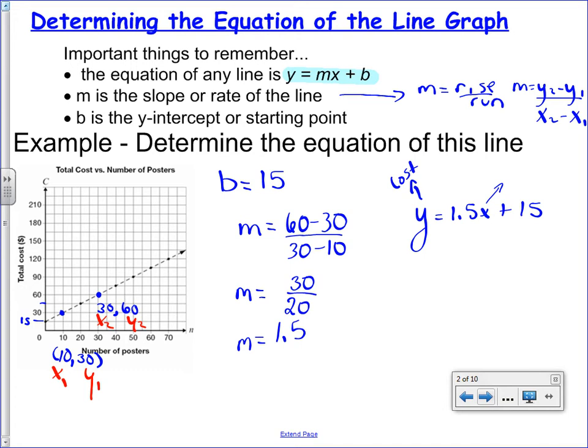Nope. I'm defining my variables. Y represented the cost. X represents, looking at my graph, what is x talking about? So I would write here the number of posters. It's important that you understand what your variables mean because you may be asked a question, so you'd have to find the equation and then use the equation to answer the question. So I've just defined my variables. Now you may see EQAO do something like this. C equals 1.5n plus 15. That's the same thing. You can use any variables you want. It really doesn't matter. Okay? As long as your rate is attached to your x.